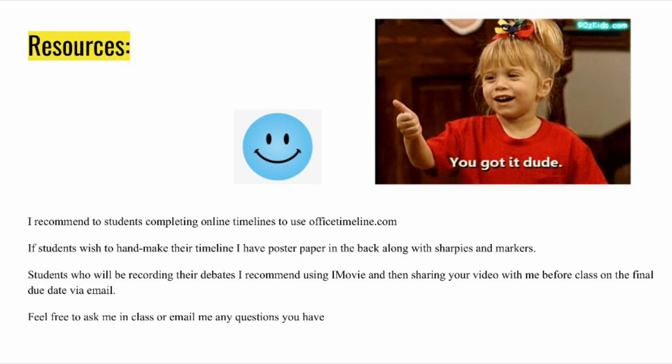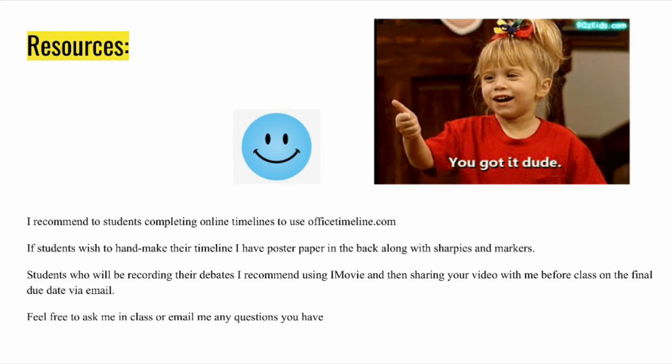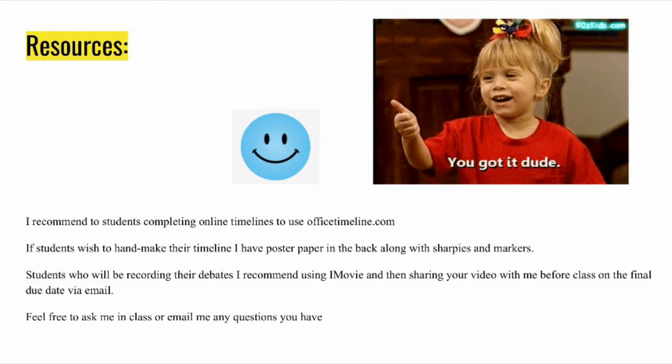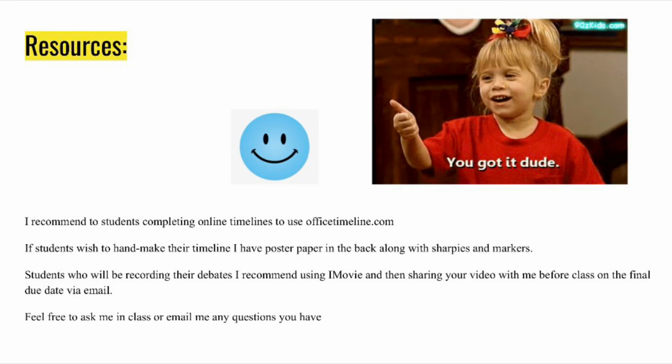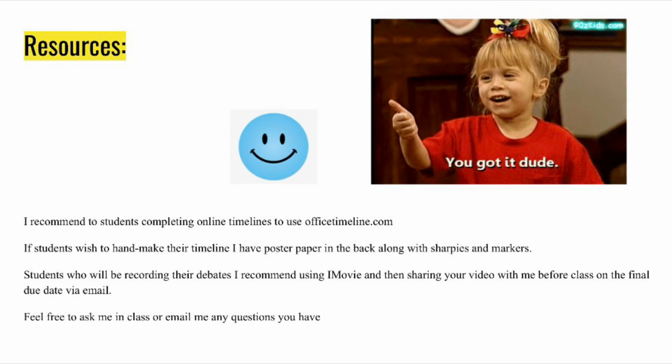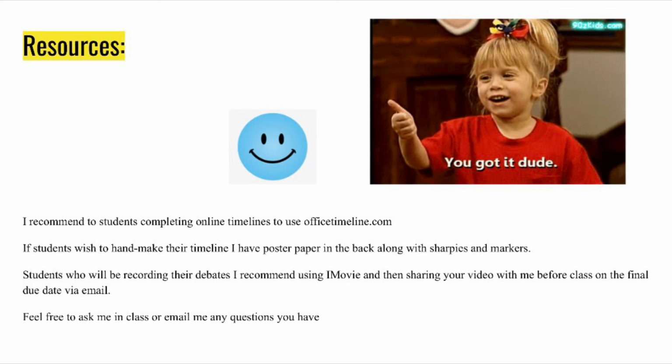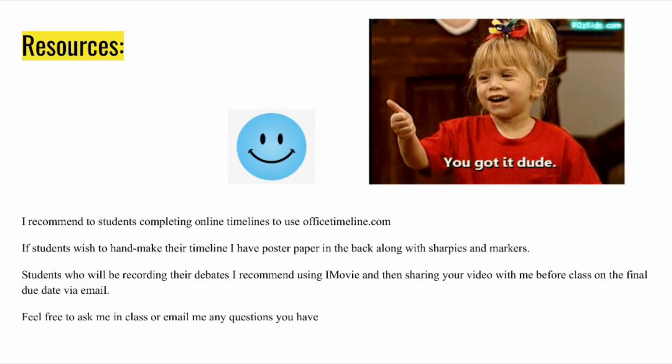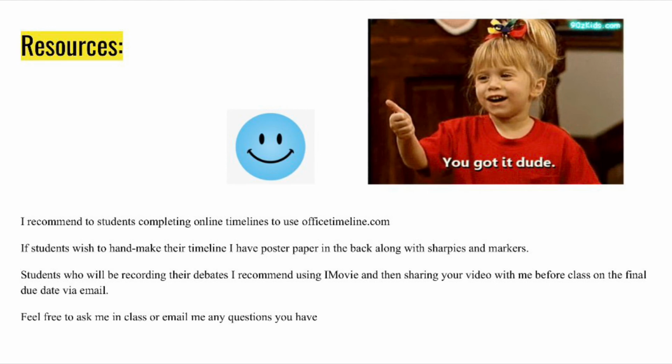I recommend that if you're doing an online timeline, you use the officetimeline.com website. You can honestly use whatever online website that you want, but I could only help you if you use the website that I'm giving you right now because I know how that works. So if you choose to use another website, you're on your own with figuring out any technology issues that might happen. If you wanted to hand make a timeline, I do have poster paper in the back, and I do have some nice Sharpies and markers that you can use. Feel free to use your own supplies that you bring from home though.